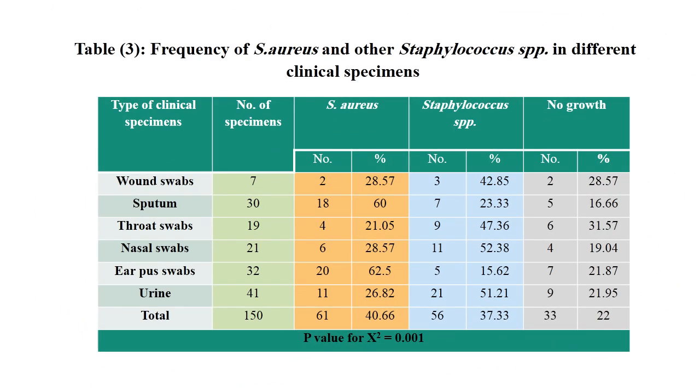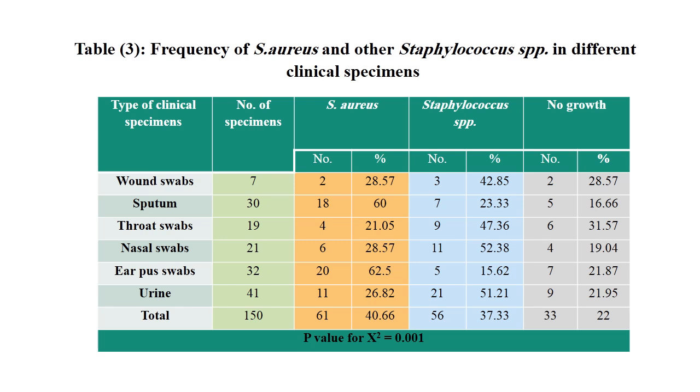Table 3 shows the frequency of Staphylococcus aureus and the other Staphylococcus species in different clinical specimens. As shown in this table, the highest percentages of positive Staphylococcus aureus isolates were 62.5% from the ear swab, followed by 60% from sputum. The other Staphylococcus species recorded high percentages with 52.38% from the nasal swab, followed by 51.21% from urine.